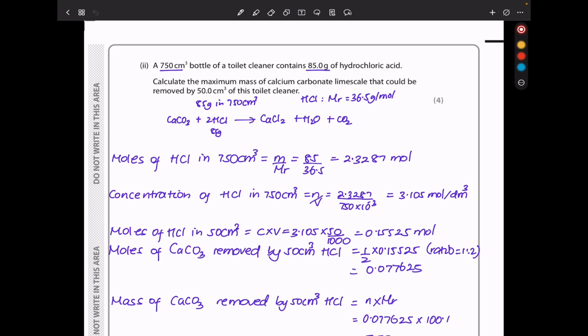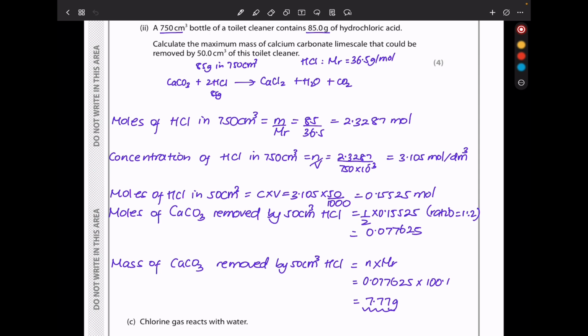Next they say, a 750 centimeters cubed bottle of a toilet cleaner contains 85 grams of hydrochloric acid. Calculate the maximum mass of calcium carbonate lime scale that could be removed by 50 centimeters cubed of this toilet cleaner. So I wrote the equation for the reaction. The mass for this is 85 grams. Remember, we have 85 grams in 750 centimeters cubed. And for HCl, MR is 36.5 gram per mole. So beginning with HCl, moles of HCl are going to be 85, which is the mass, divided by the MR, which is 36.5, giving me these moles.